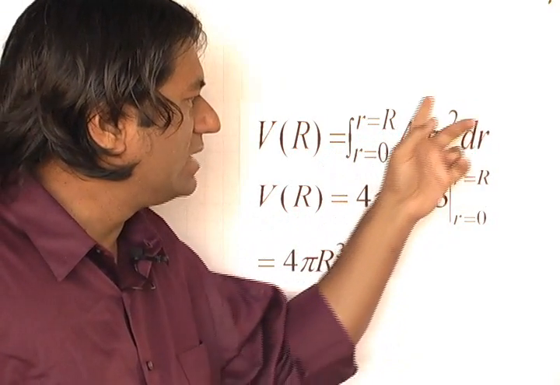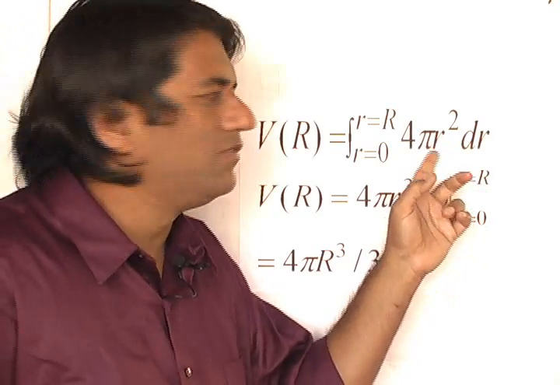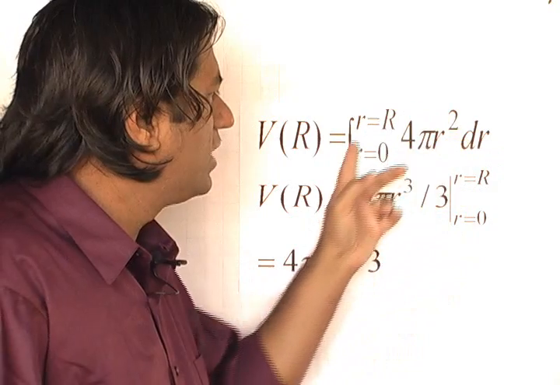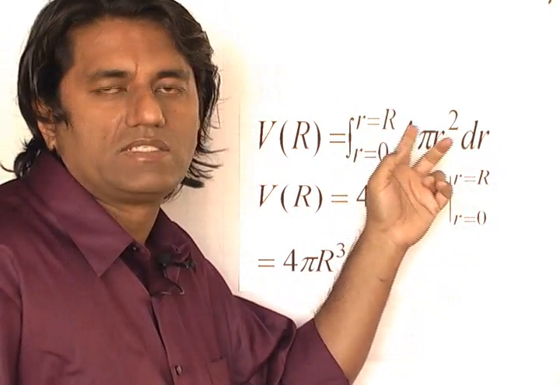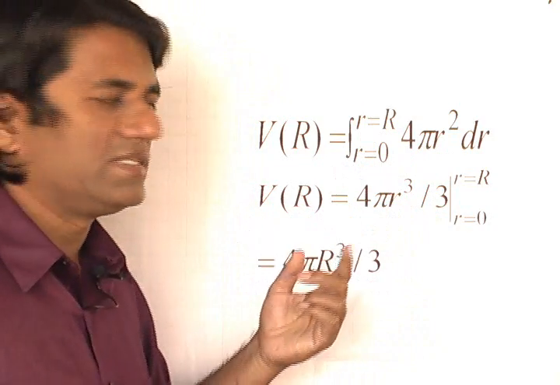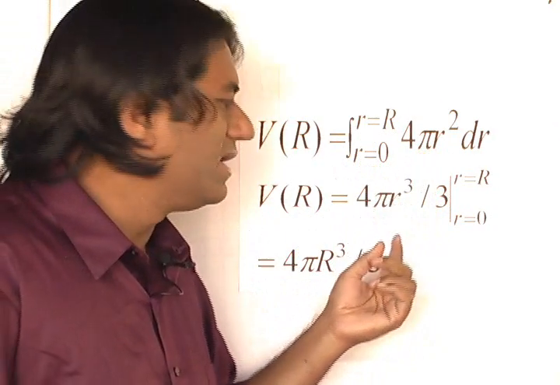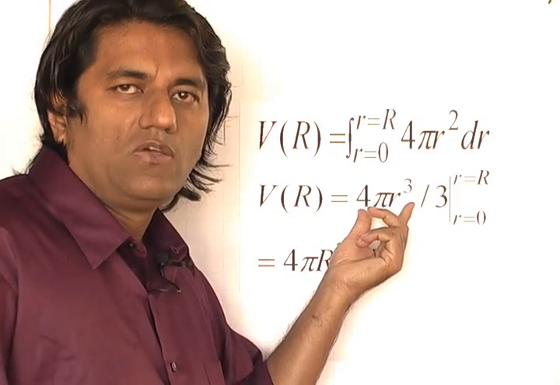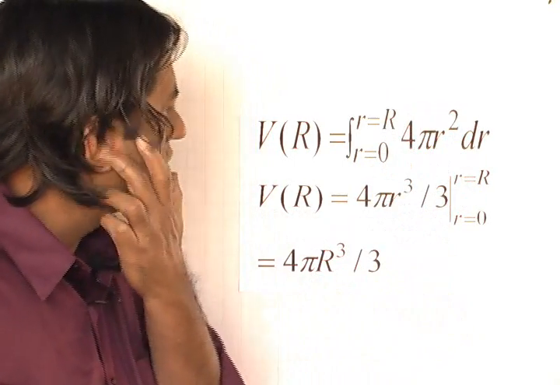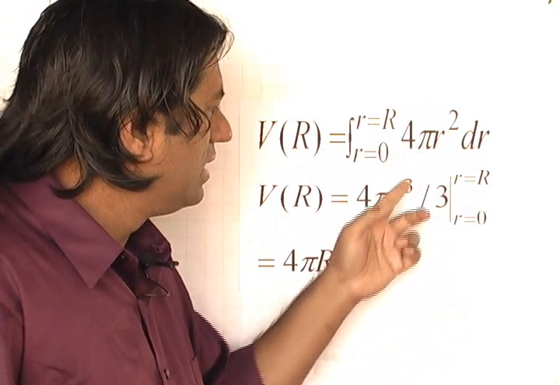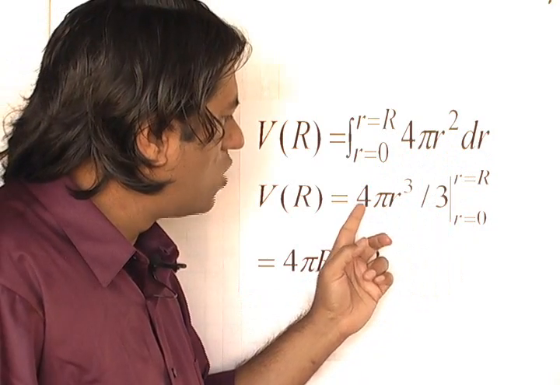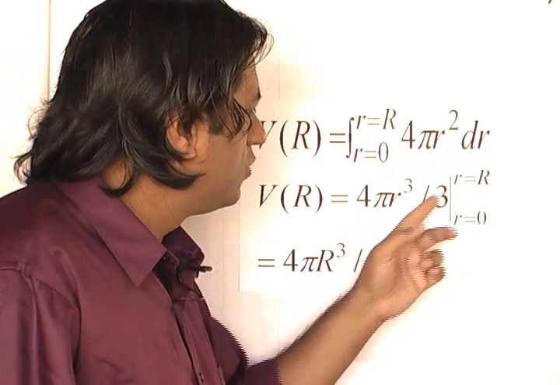Now, if you were to guess the integral for this, which is the same as finding a function whose derivative equals the function inside. So what is the function whose derivative will equal the function inside? Well, this is r squared. So how about 4 pi r cubed by 3?